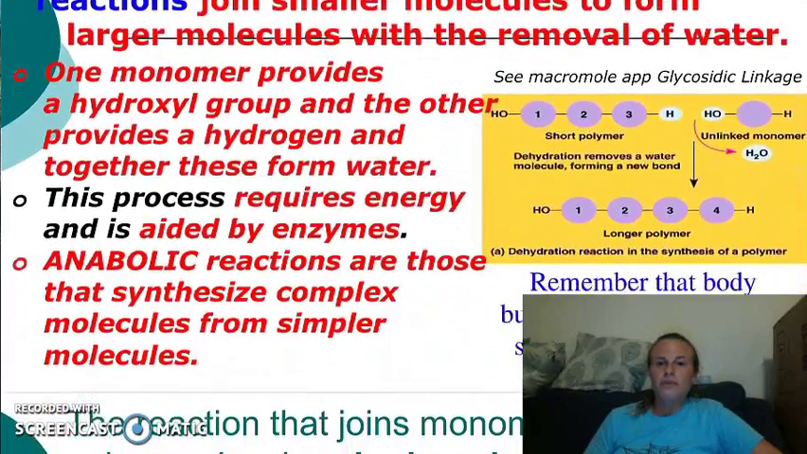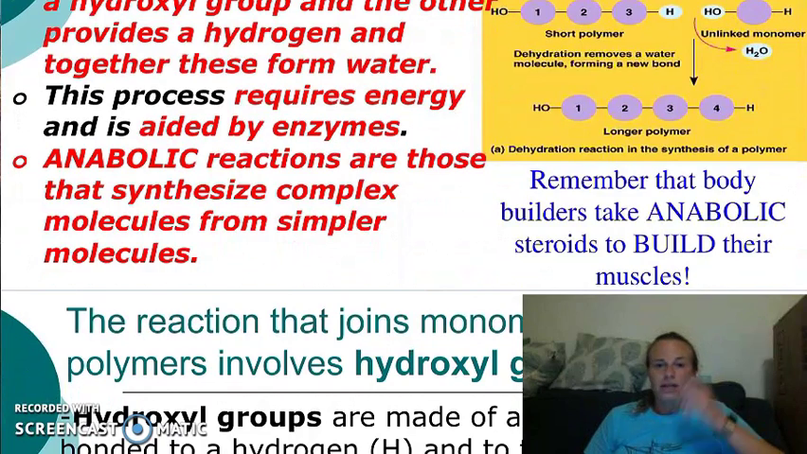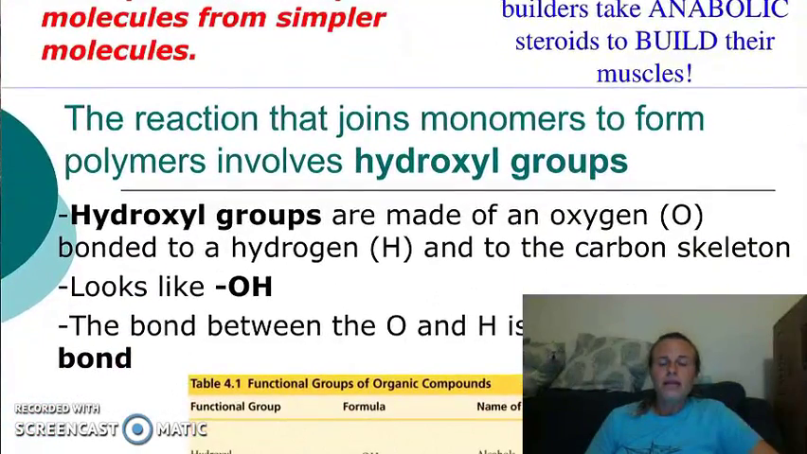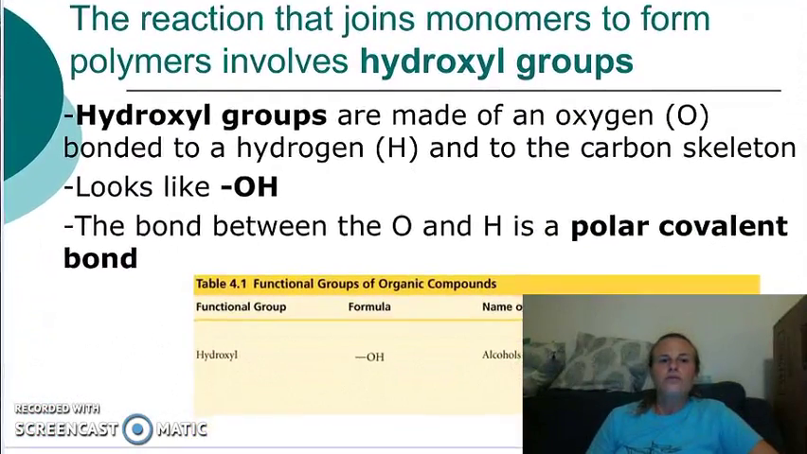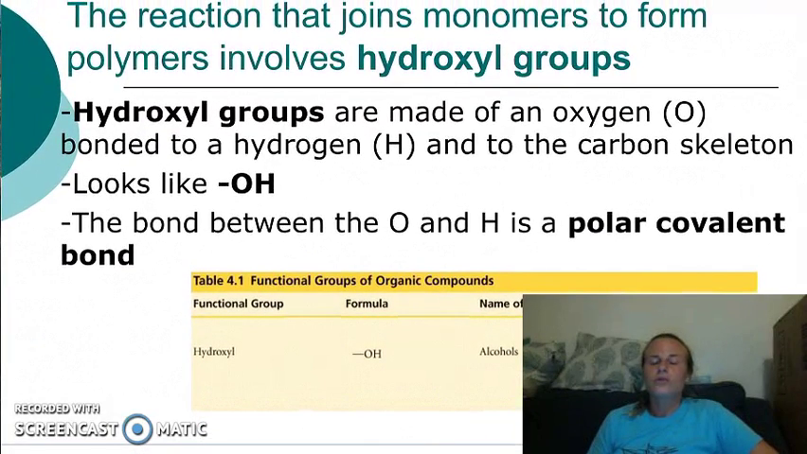And how can you remember that? That bodybuilders take anabolic steroids to build their muscles. Now, this reaction that joins the monomers to form polymers involves hydroxyl groups. Hydroxyl groups consist of an oxygen and a hydrogen. Looks like OH, and the bond between the O and the H is a polar covalent bond.